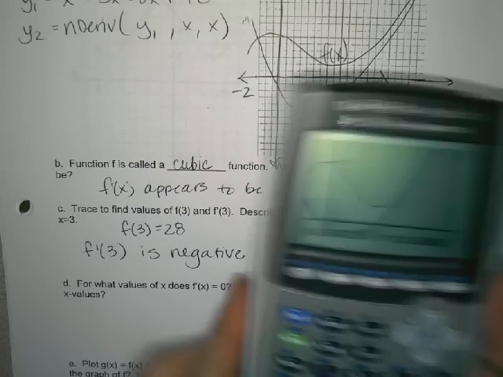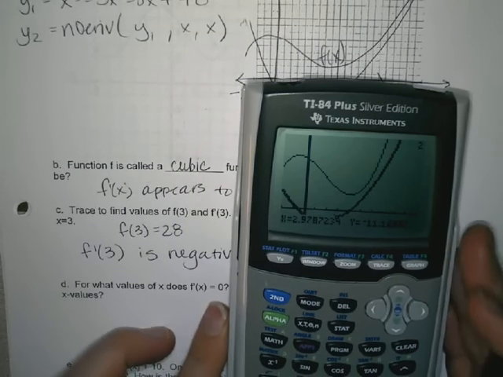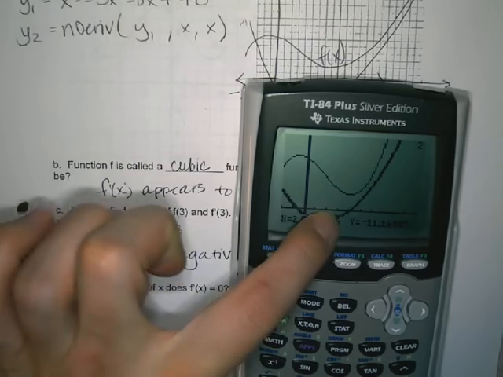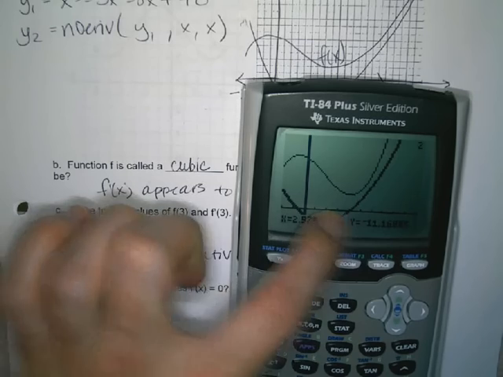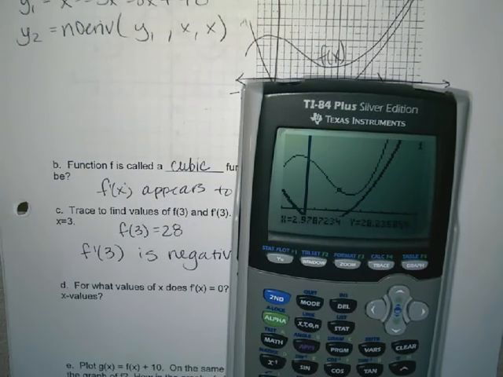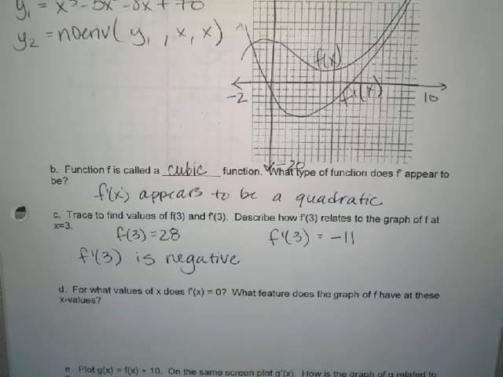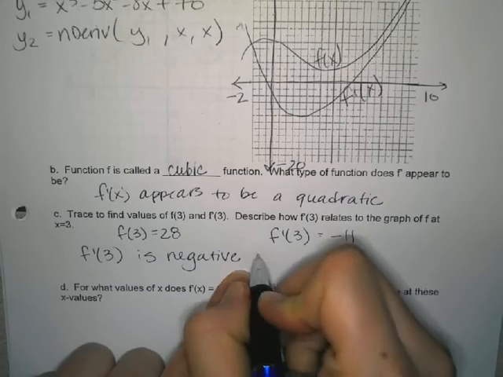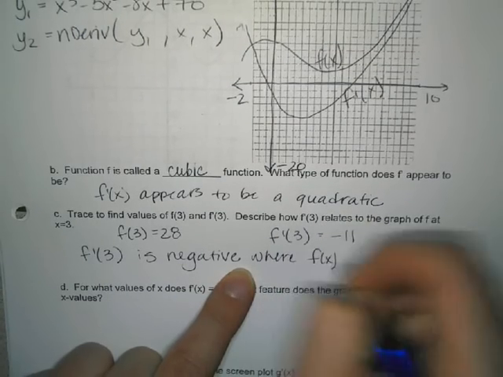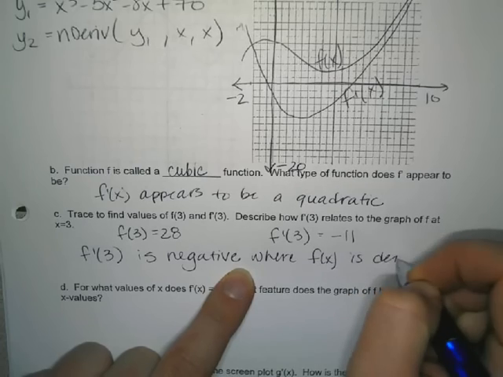And then remember, the value of a derivative is velocity, basically. So when you have a negative velocity, what does that tell you about your original graph? Well, you can see if I have a negative value for the velocity, my original graph is actually decreasing. Okay, so we can say that f prime of 3 is negative where f of x is decreasing.